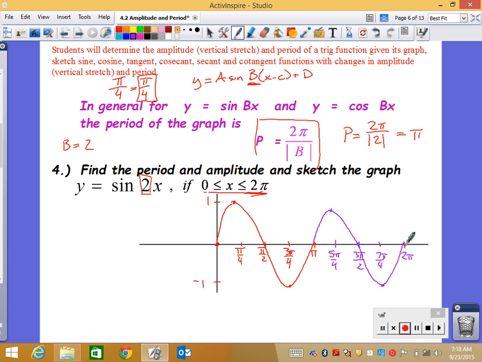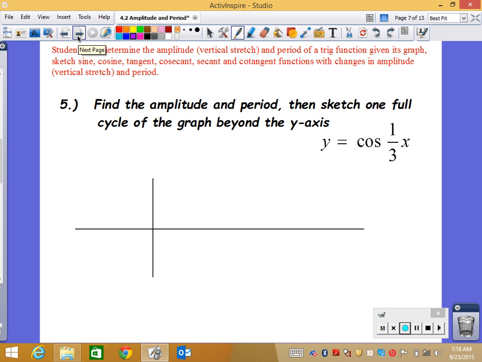So remember, to figure out the new period, we just plug it into this formula, 2 pi over b. That's going to change slightly when we get to tangent, but we'll get there when we get there. So find the amplitude and period, and then sketch 1 full cycle of this cosine 1/3 x. Okay. So we need to find the amplitude and period. We're not multiplying by anything out front, so my amplitude is still just 1.